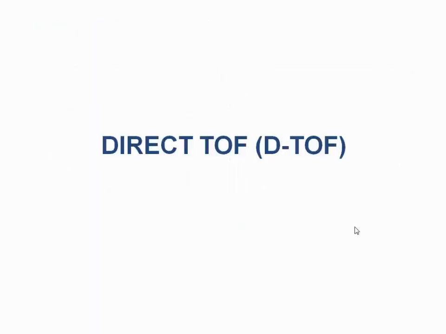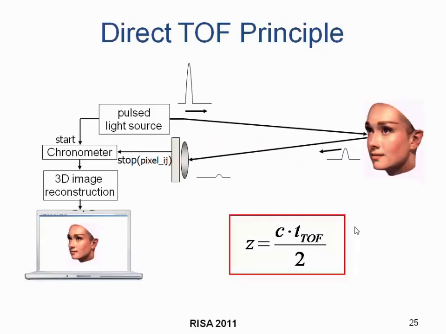Let's focus on direct time of flight. So what do we do in direct time of flight? Well, we do something different but similar in a way. What we are trying to do is to send a single pulse, to wait until the pulse comes back, and to measure the distance, the time, no longer the phase, but the time between the point of departure and the arrival of the photons. And the distance is essentially given by the speed of light times the time of flight divided by 2. Again, we do the same trick of dispersing light onto the object in order to be able to reconstruct a 3D image.